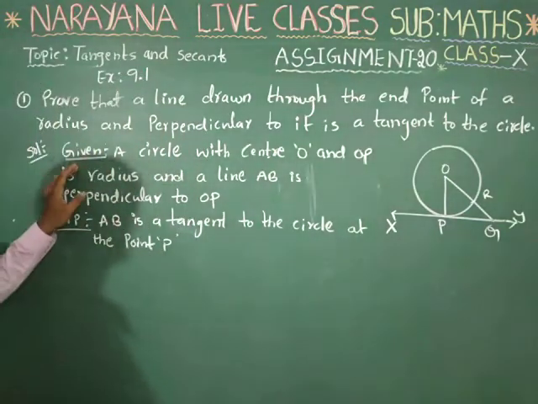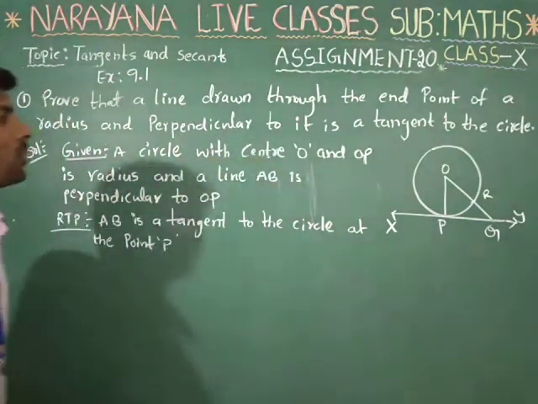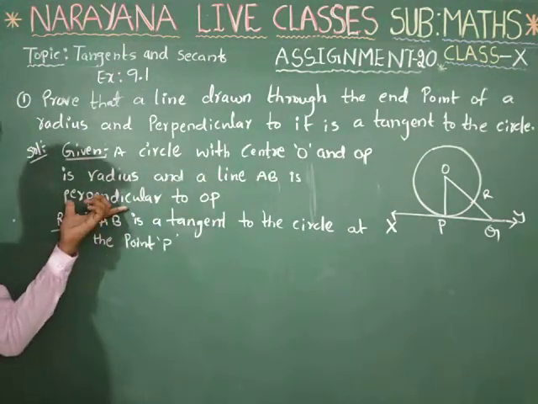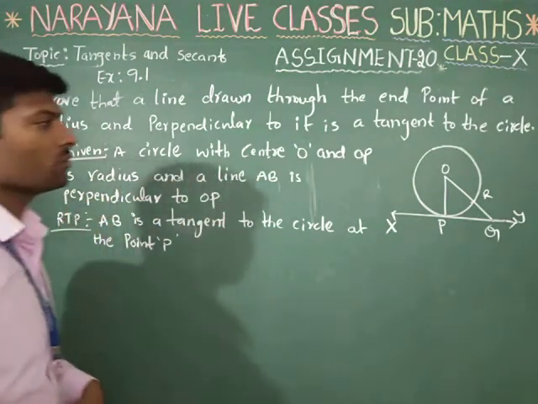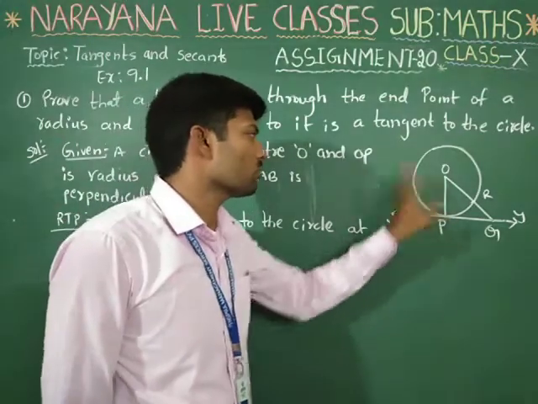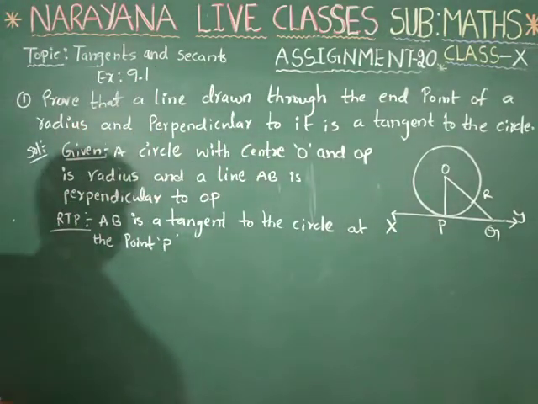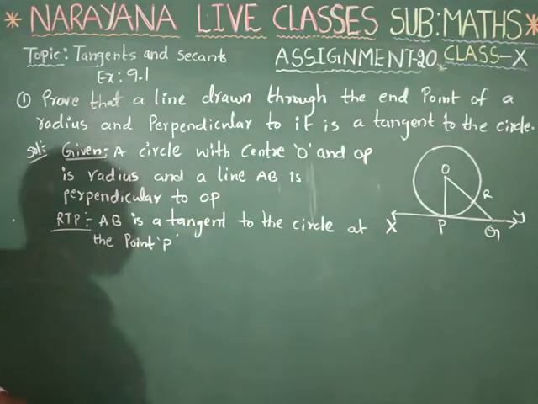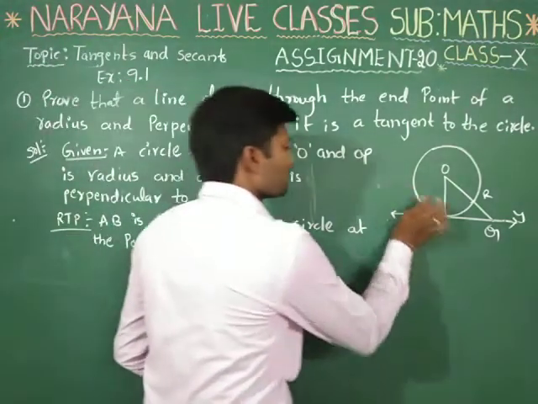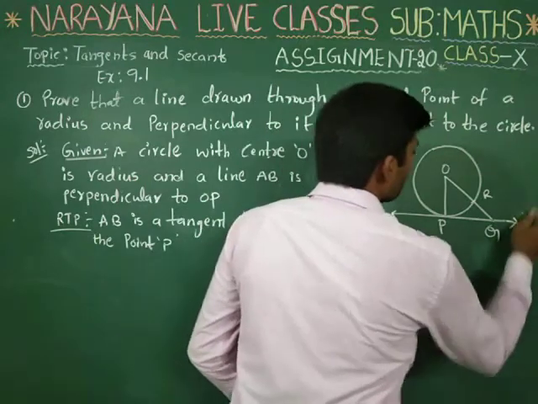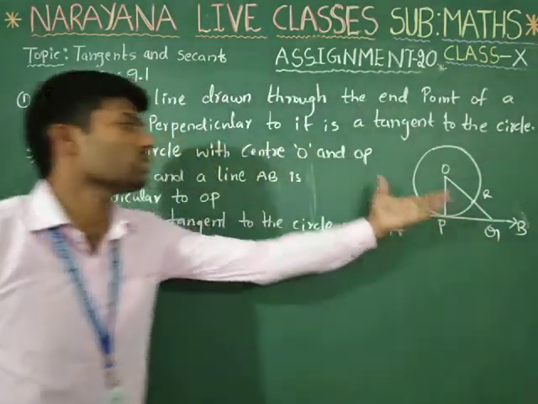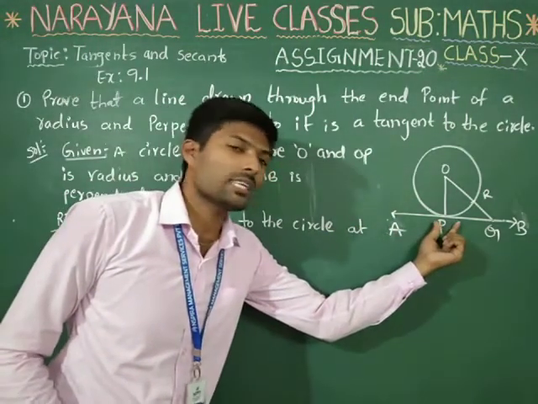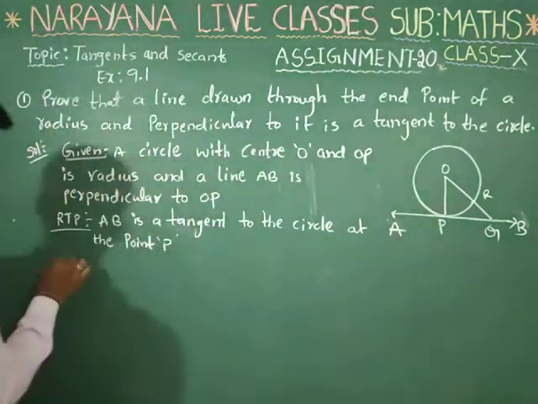So what is given? A circle with center O and OP is a radius, and a line AB is perpendicular to OP. Now what we need to prove is that AB is a tangent to the circle at the point P. Let me take A as well as B here. So AB is a tangent to the given circle, and it passes through the point P. So we have to prove this.